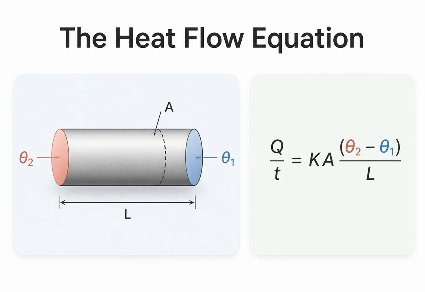Let's look at the mathematics of this. Imagine a conductor with a cross-sectional area A and a thickness or length L. If one end is at a higher temperature, theta 2, and the other is at a lower temperature, theta 1, heat flows. The rate of heat flow, Q over T, equals the thermal conductivity K times the area A times the temperature difference, all divided by the length L.